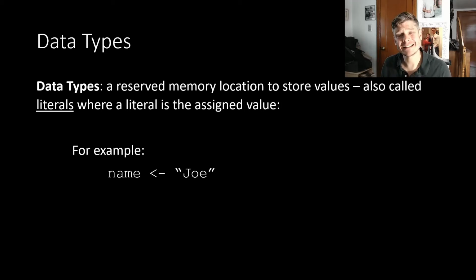So when we have data types, a data type really is just a reserved memory location to store values, which are also sometimes called literals. And when we use the word literal, that is our assigned value. So for example, if I had name, and inside name I wanted to store the value "Joe", in quotation marks, name is my variable, and then Joe is my literal. So the literal value that's inside my variable is, well, my literal in that case. And then of course my variable is my variable name, however I've declared it.